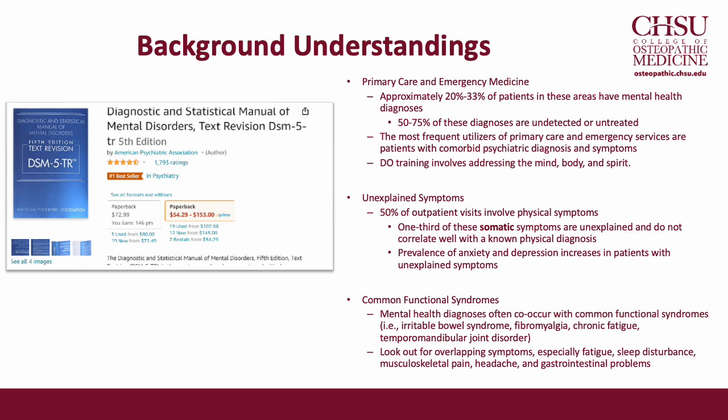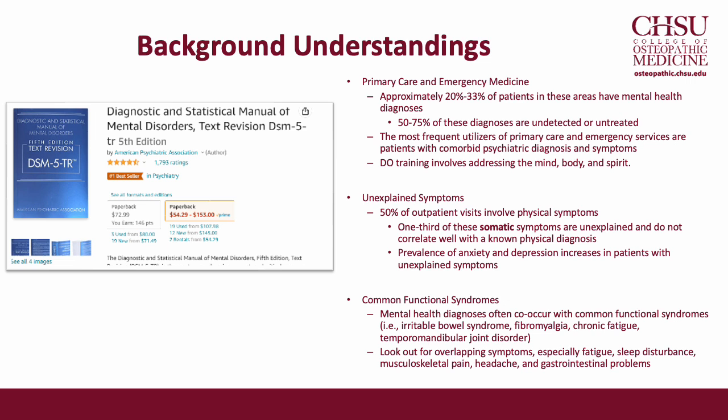If we look at unexplained symptoms, about half of all outpatient visits involve patients with physical symptoms, and a third of these, here's that vocab word, somatic symptoms, are unexplained and don't correlate well with a known physical diagnosis. The prevalence of anxiety and depression increases in patients who have unexplained symptoms or for patients where a diagnosis cannot be easily found. We can also look at common functional symptoms and common functional syndromes.